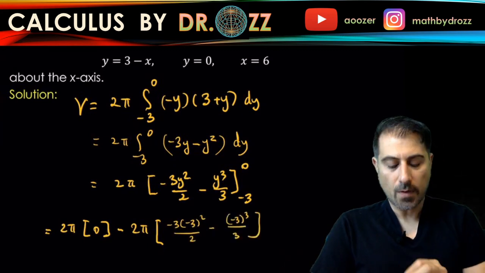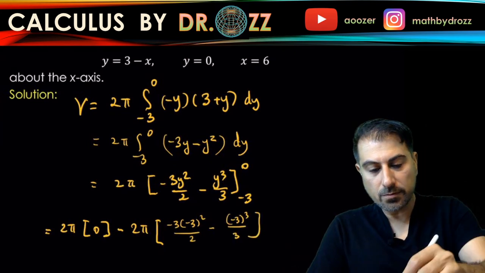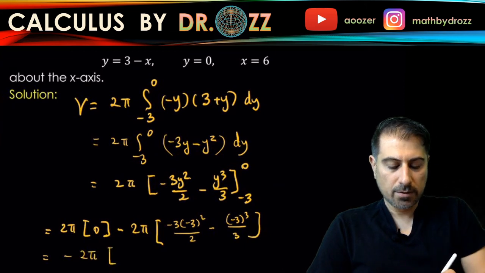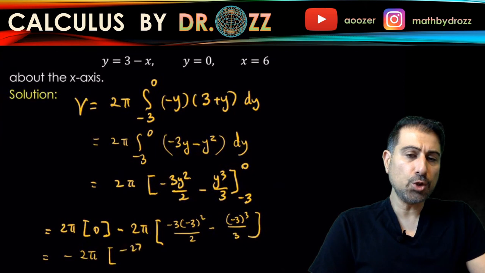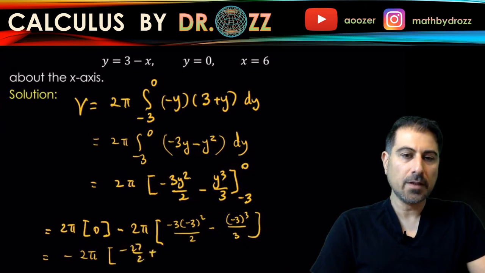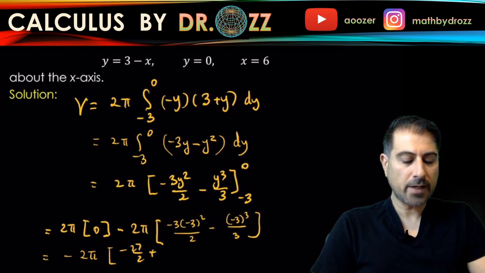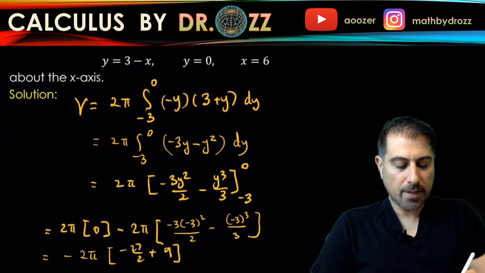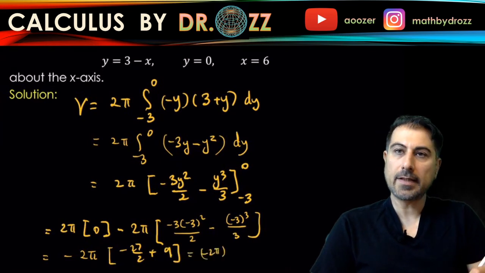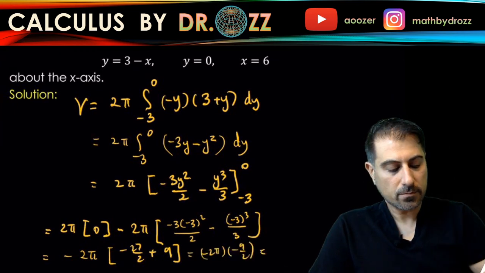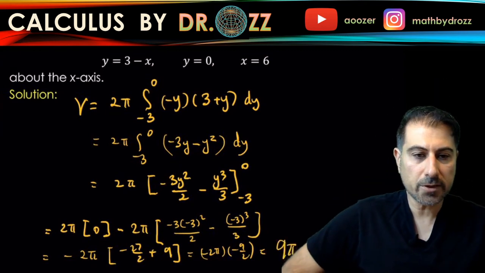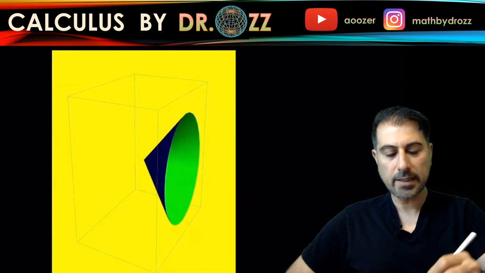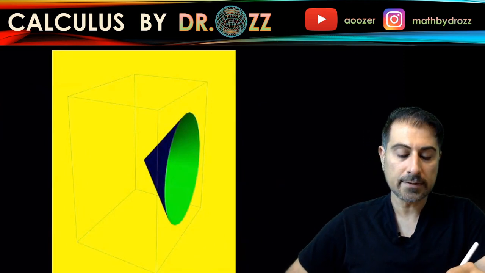Okay, let's simplify this. This is already 0. So we have minus 2 pi. I have negative 3 squared, that's plus 9. So negative 27 over 2 plus negative 3 cubed, that's negative 27 divided by 3. That's negative 9. And negative times negative is going to be plus, so plus 9. All right, so this is going to be minus 2 pi times minus 9 over 2, and that takes you all the way to 9 pi. So that takes care of the volume here. I can go back and look at this filled cone, the three-dimensional object, and it comes with the volume 9 times pi.